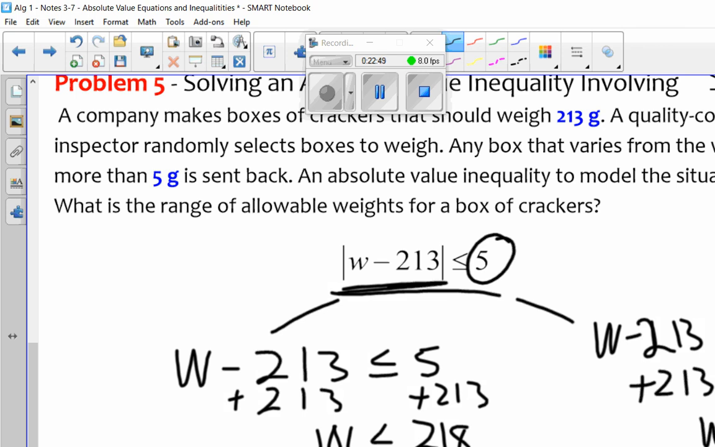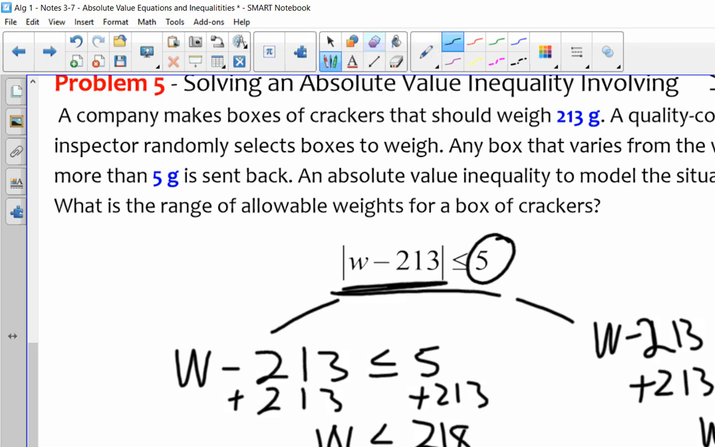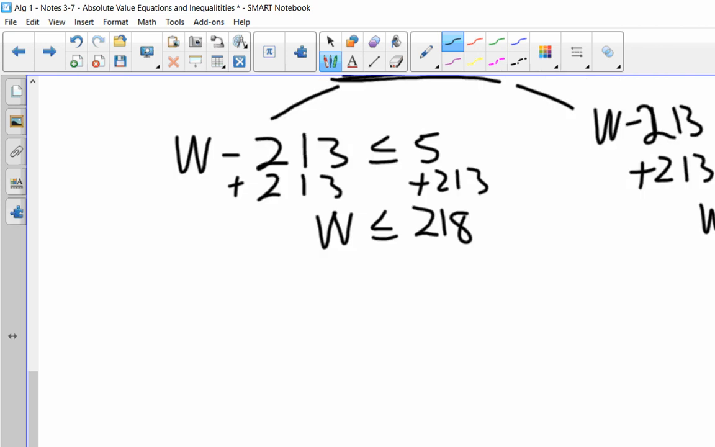So with that, I'm sorry, this would be 208. Timeout. My fault. Make that change, please. Sorry. Okay. What that's telling me is that my weight has to be less than 218, which is actually more than we're supposed to start with. I'm supposed to label every box that has 213 grams of weight in it. I can go up to 218. That's what this one's saying. But I can't go less than 208 grams.